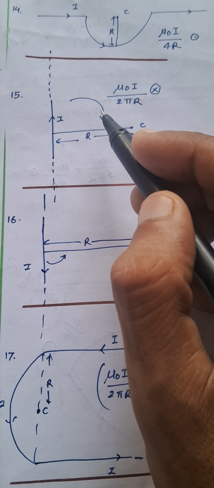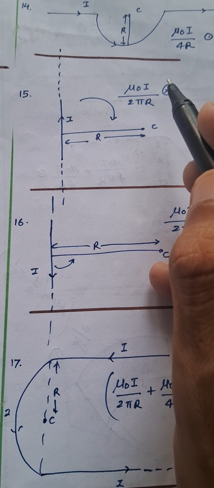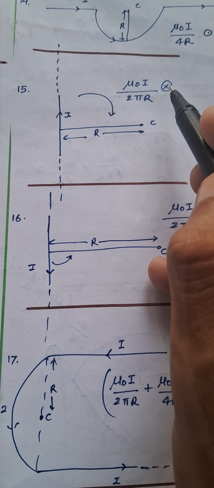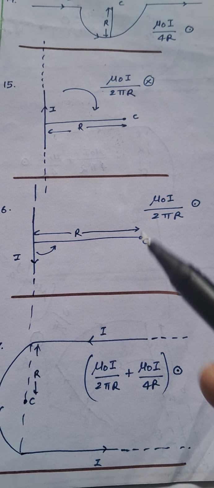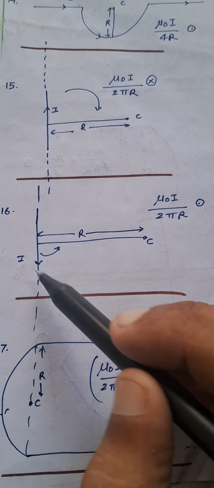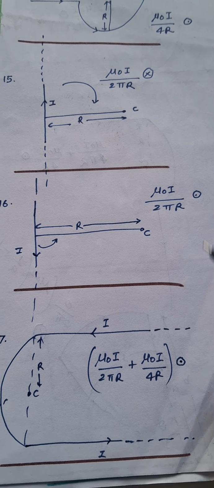Then we have the case of an infinite wire. So the magnetic field here will be mu naught I by 2 pi r, and it will be down the plane, that's why the symbol cross. Then we have another case, but here the same magnitude will be there, but it will be up the plane.